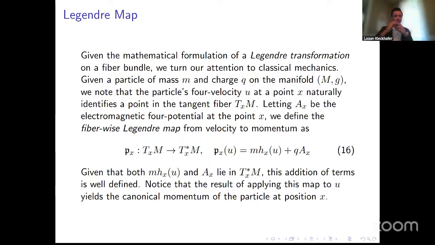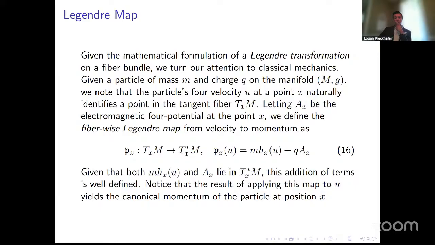The Legendre map behaves in a similar way: it is just a way of associating to each vector at a point X a cotangent vector. So we can relate this to classical mechanics by taking a particle of mass m and charge q on a manifold. We note that the forward velocity u at a point x is just a tangent vector at x. And if we let A sub x be the electromagnetic force potential at the point x, we define the fiber-wise Legendre map. This depends on the point x, because it is fundamentally a map from the tangent fiber to the cotangent fiber at point x, and is defined as so in equation 16.